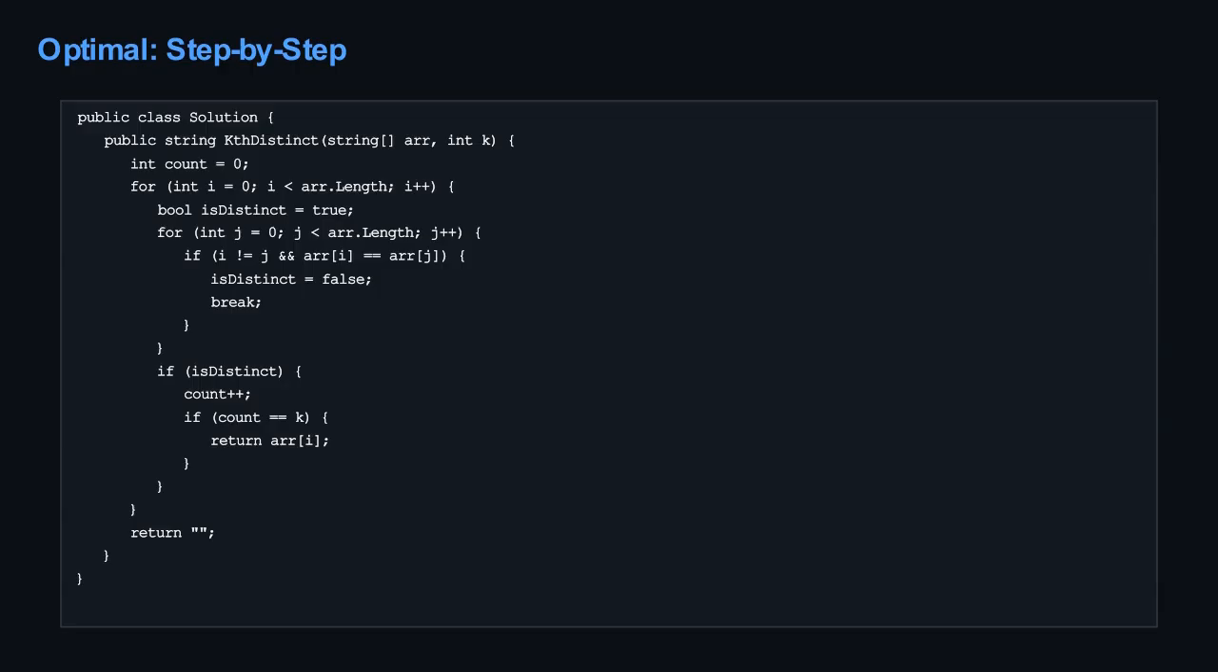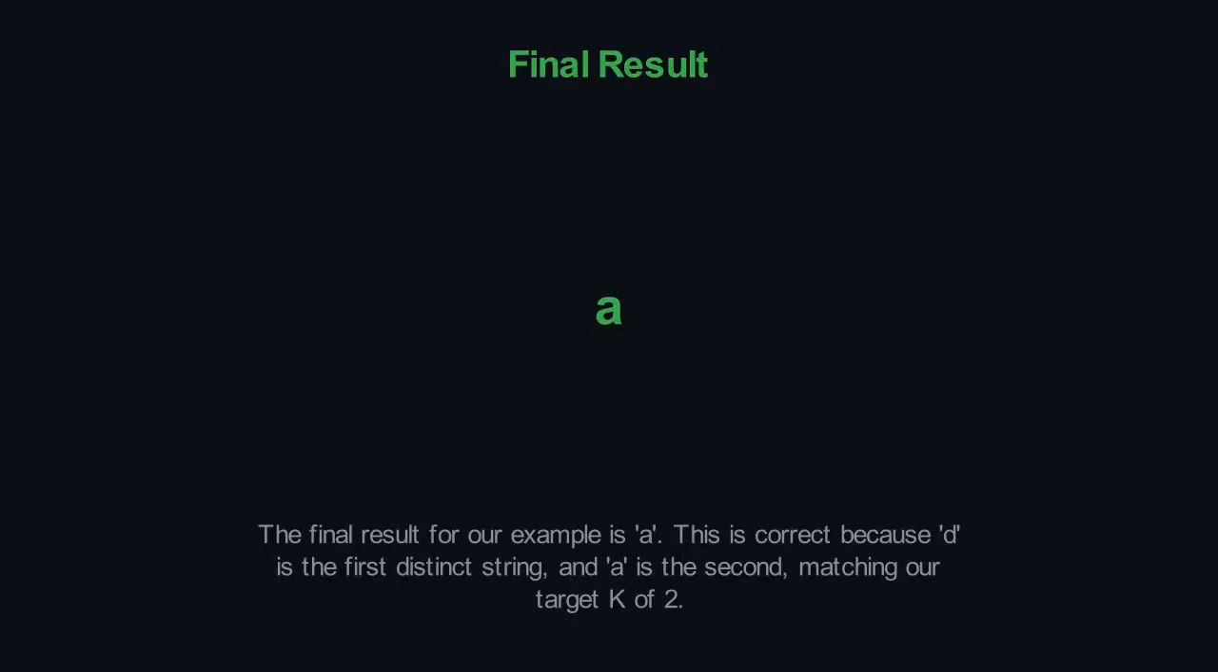Second pass, we iterate the original array. First D. Its count is 1. K becomes 1. Next B. Its count is 2, so we skip it. Next C. Its count is 2, skip. Next B, skip. Next C, skip. Finally A. Its count is 1. K becomes 0. Since k is 0, we return A. The final result for our example is A. This is correct because D is the first distinct string, and A is the second, matching our target k of 2.